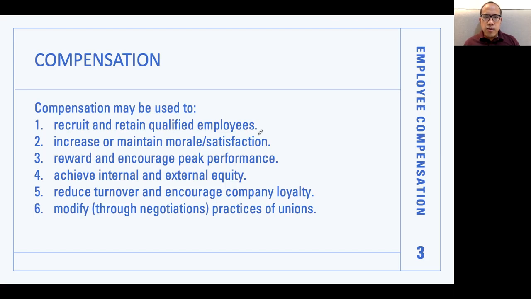And then number 6, modify through negotiation practices of union. Si number 6, applicable siya for those organizations which are unionized or organized, kumbaga. Ibig sabihin, merong union doon sa company. Yung mga empleyado, they have exercised their right to self-organization, and they have created or put up a labor organization or union. So you can use compensation. Siyempre, isa sa mga purpose ng union na yan is to negotiate yung kanilang compensation. Actually, sa portion ng ating savant na negotiation, diyan papasok yan. Yung modify practices of union.